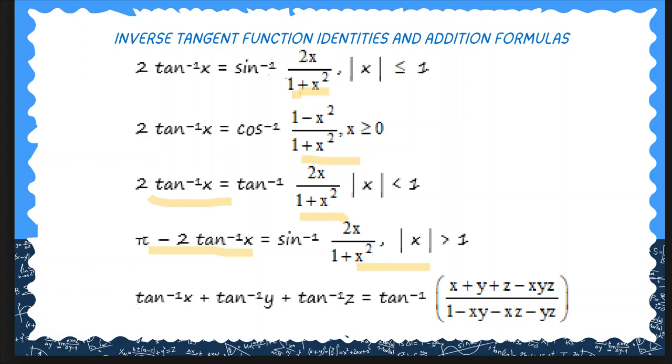Lastly, tan inverse of x plus tan inverse of y plus tan inverse of z is equal to tan inverse of the whole (x plus y plus z minus xyz) over (1 minus xy minus xz minus yz).